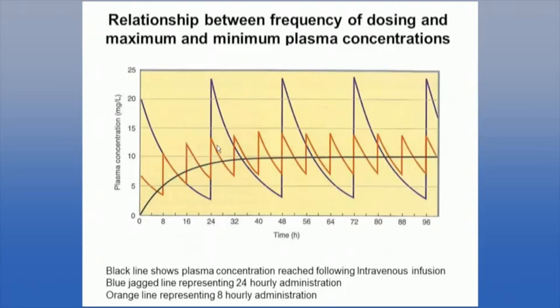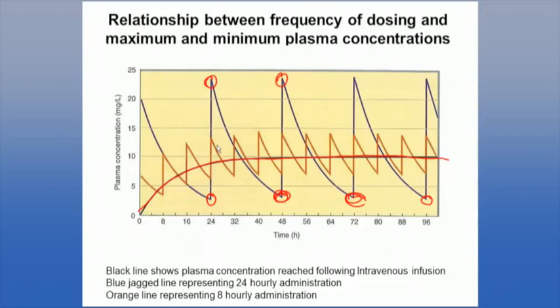So let's start off with a simple scenario, which is your black solid line shown here, okay? So this is, not too surprisingly, IV administration. Simple, straightforward, predictable. The blue jagged line, if you look down here at your x-axis, so it's time, shows 24-hour administration of the drug. So you get a peak, and then after 24 hours, you get a trough. A peak followed by a trough.